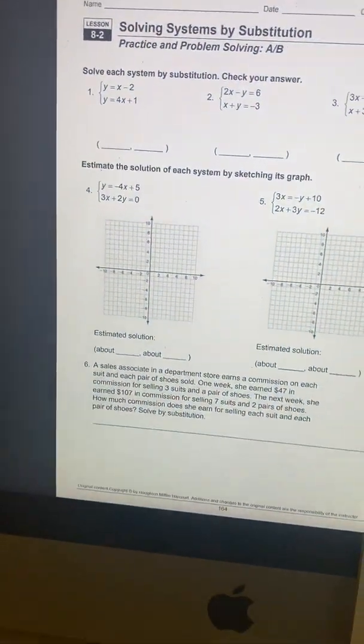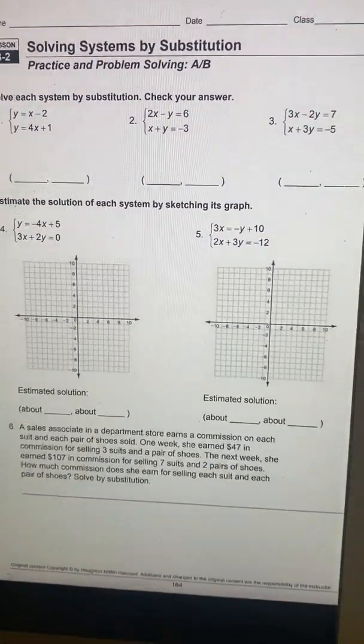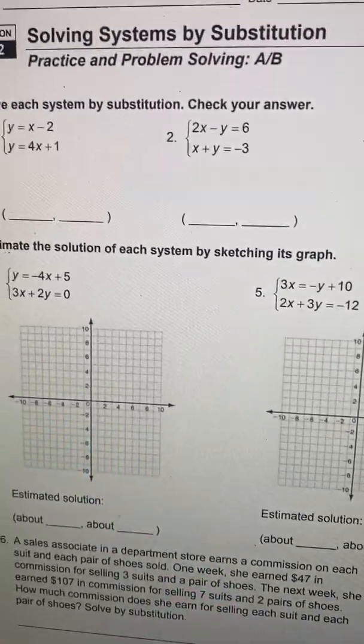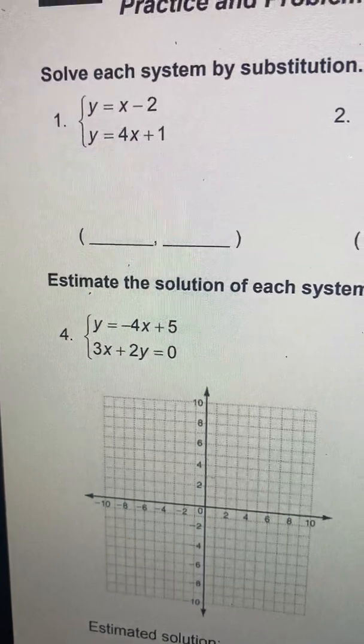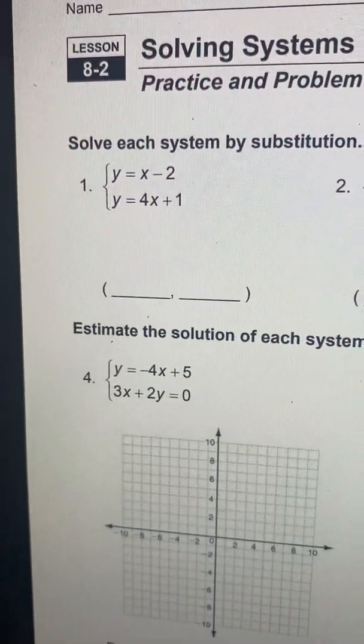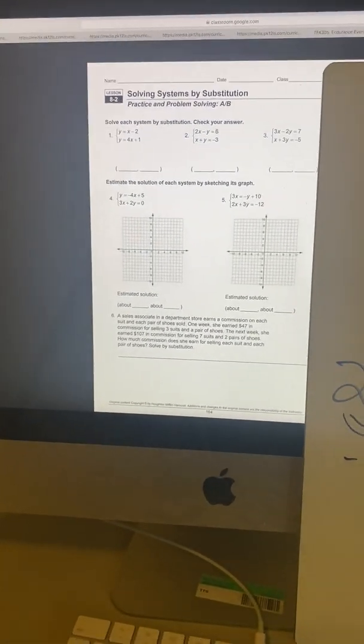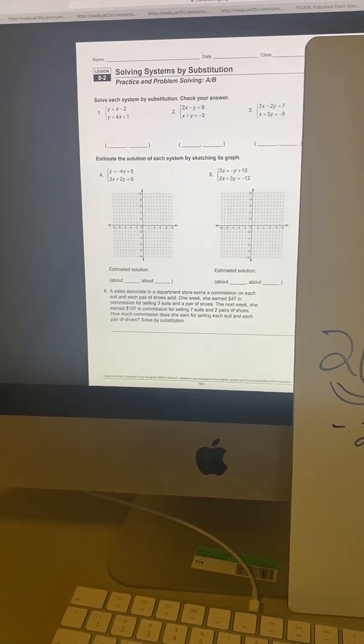Now, what I'm going to assign you from this worksheet are numbers 1, 2, 3, and then I'd like you to try number 4. Don't do it by graphing. It's already nice. It's already got the y ready to substitute in there. So do numbers 1 through 4. Try them out. See how you can do with them.